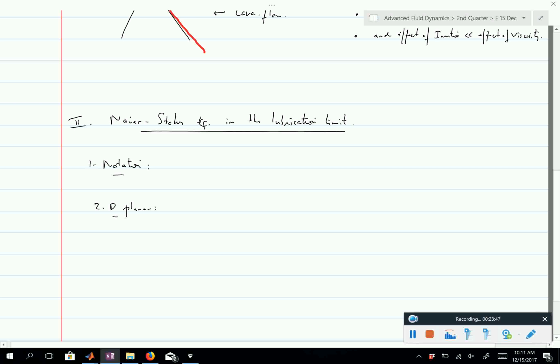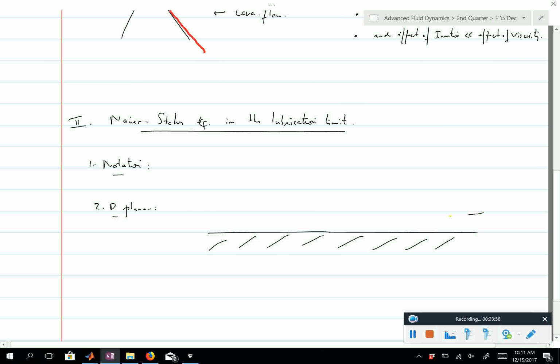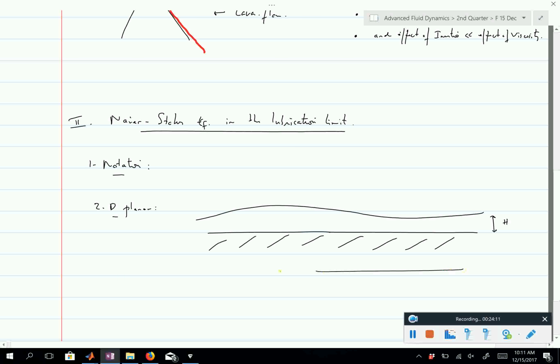And so here is our typical geometry. We have a plate and we have a flow, a layer of fluid. We're going to call capital H the typical length scale across the flow, and we'll call capital L the typical length scale in the direction of the flow.